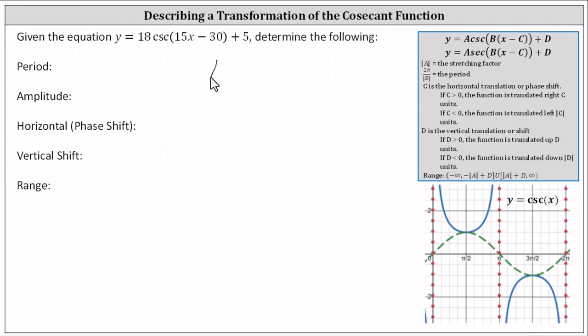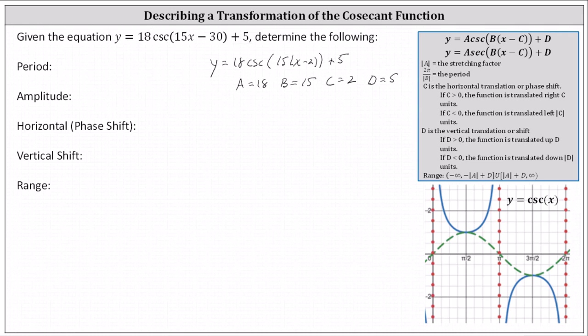This gives us y equals 18 times cosecant of the product of 15 and the quantity x minus 2, plus 5. Now let's determine the values of a, b, c, and d. Notice a equals 18, b equals 15, c equals 2, and d equals 5.